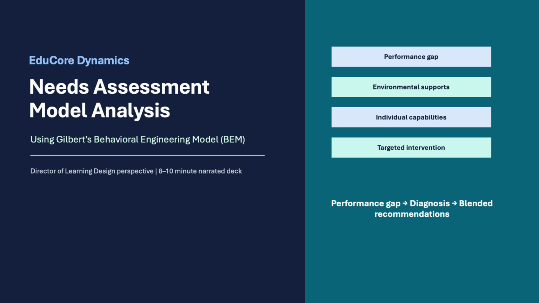In this presentation, I'll apply Gilbert's Behavioral Engineering Model, commonly known as BEM, to analyze a company's performance challenges. I selected BEM because EduCore's problems appear to involve both the working environment and individual employee capabilities. I'll introduce the model, apply its 6 components to the case, compare it with Halley's front-end analysis, and recommend a combination of training and non-training interventions.